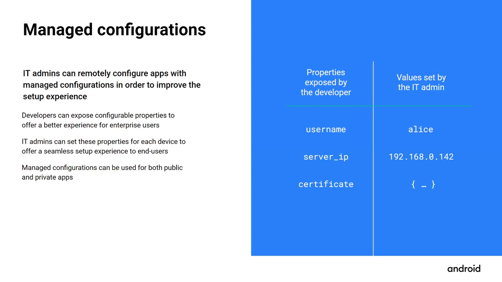You can have, for example, properties where the value is the same for all the devices in the company, but you can also have properties where the value should be different for every user. It really depends on what the property controls. Let's take a look at how you can set managed configurations from the management console.